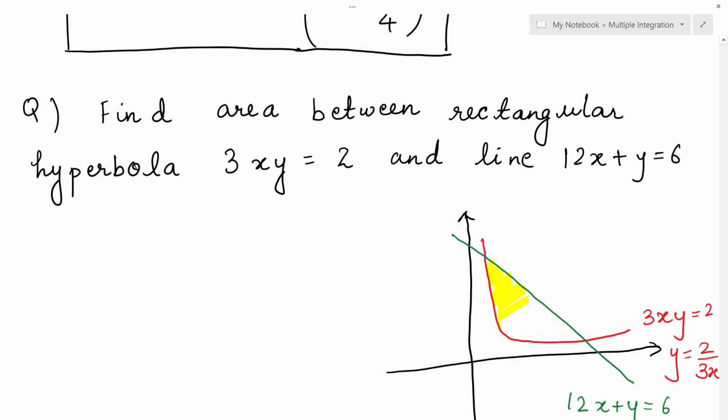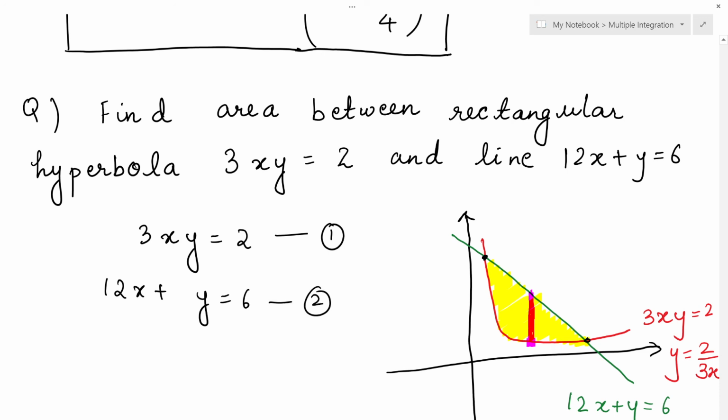It is this. So now I will take a strip parallel to y-axis. So from the inner limits it will be easy: the lower limit is the rectangular hyperbola, which is the red one, and the upper limit will be the green line. But I need to find the points of intersection first. How to find the points of intersection? One curve we will substitute in another. So these two curves I have basically. So let's substitute the value.